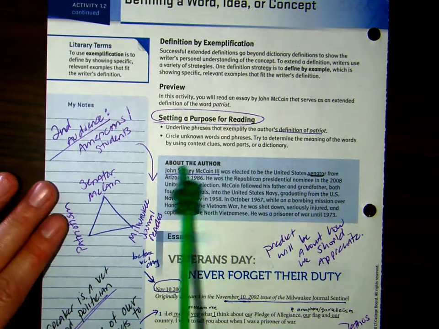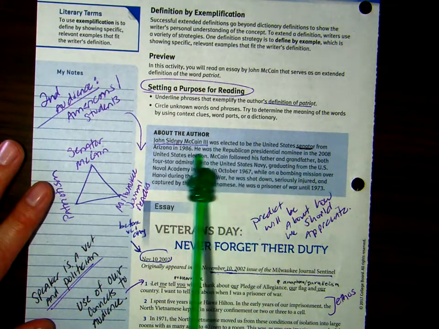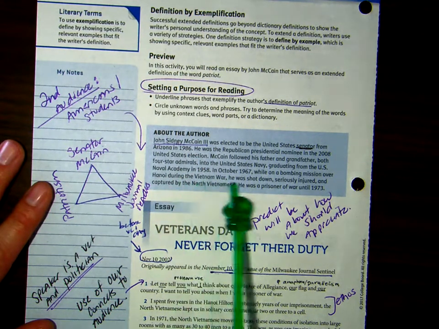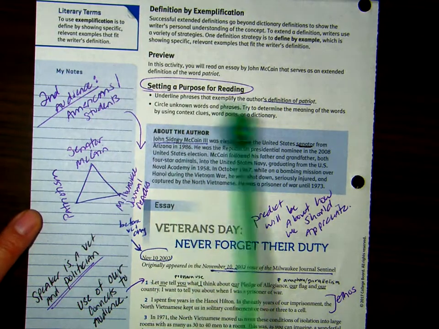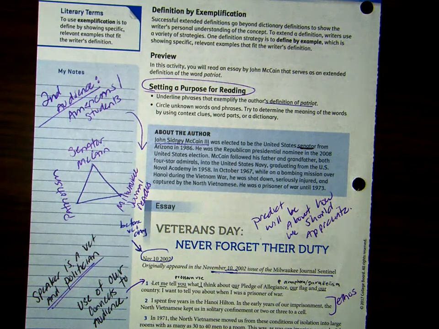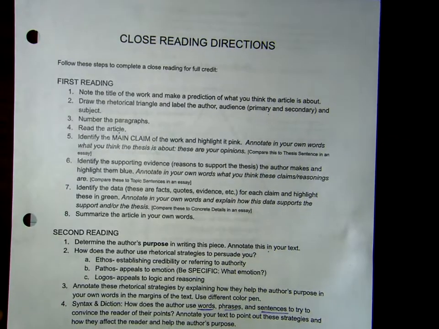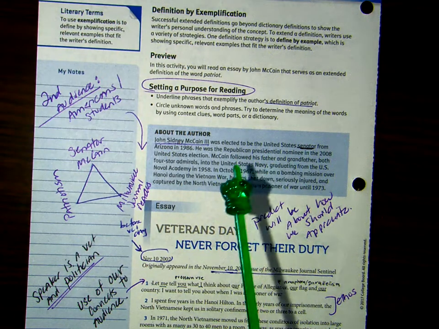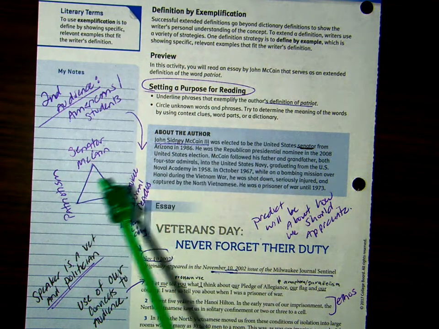Then you also want to read about the author. This tells you that John McCain was a senator and that he was also a father, a grandfather, and a Vietnam vet. So in addition to reading all this and following these directions, you also want to do a close reading in general, which the teacher may have given you a handout like this with close reading directions. So you want to follow those at least loosely as well, especially in terms of knowing the rhetorical situation.